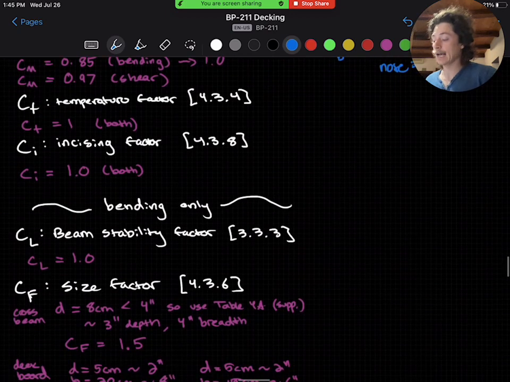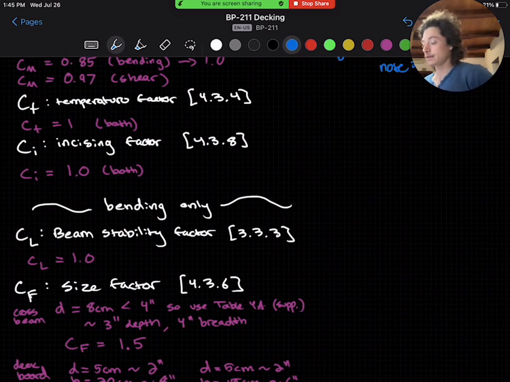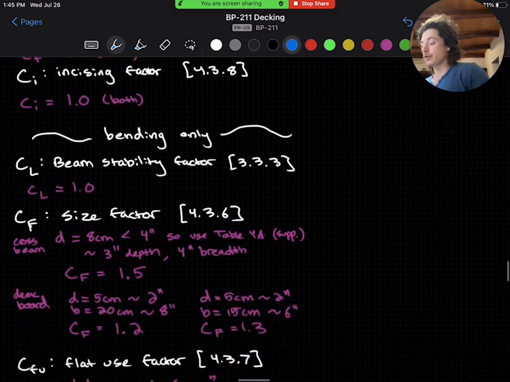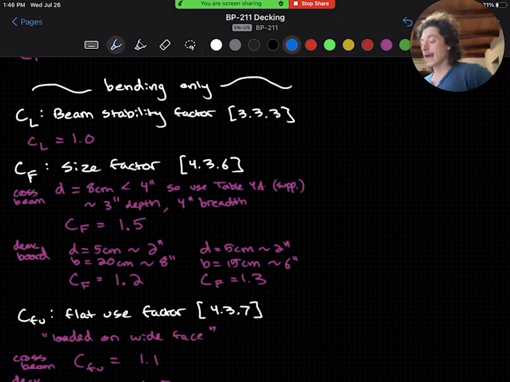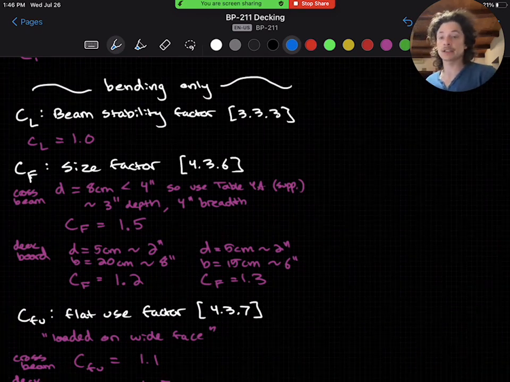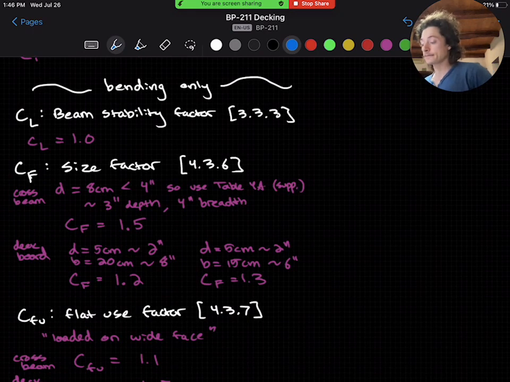Next is our incising factor, and what I mentioned above, because we are not going to be pressure treating by incising, this is in section 4.3.8, we'll take our incising factor as 1 for both shear and bending. Now moving into the factors that are bending only, we'll take our beam stability factor from section 3.3.3 as just 1 because the conditions don't apply.